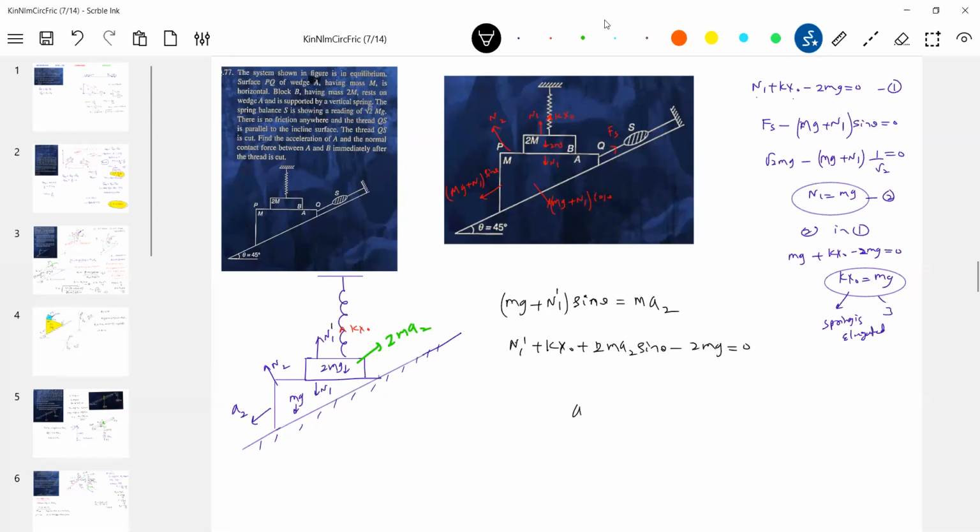Anybody's value? 0. A2, huh? Normal contact 0. Normal contact N1 dash, you mean to say? Yes, sir. This will be 0. A2 then? G by root 2. G by root 2.